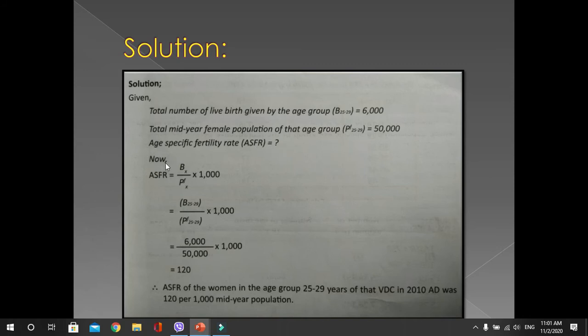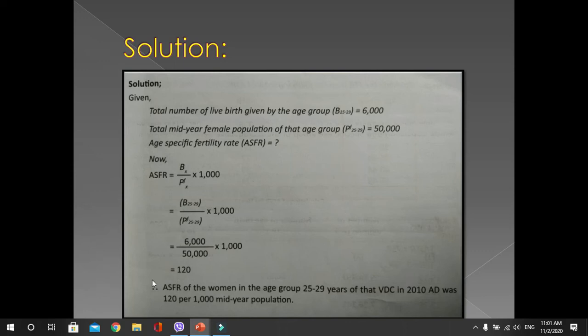Here you say now, and you give the formula. ASFR is equal to BX by PFX into 1000. You can use X, you can use A or any other alphabets, no problem. So this is the formula, and downside you write the age group instead of X or A, and in this way you solve the problem.